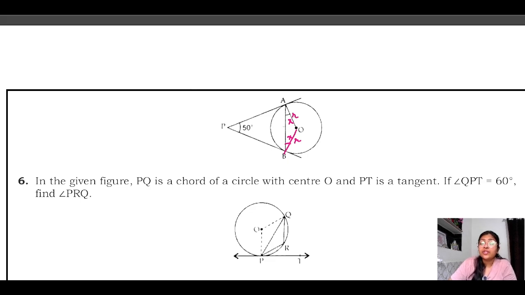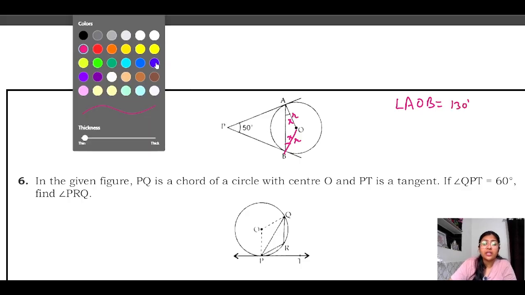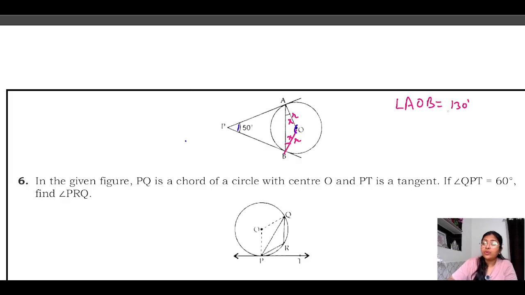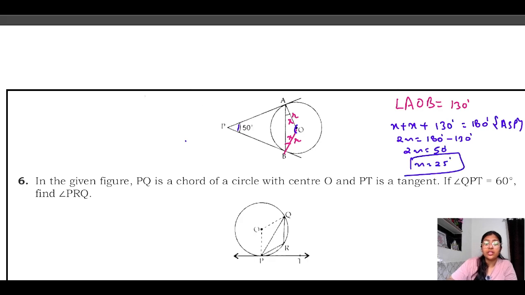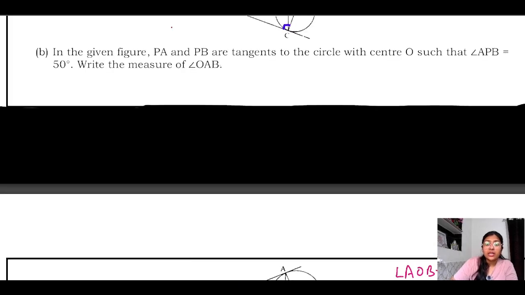This angle is 50 degrees. Then angle AOB is equal to 130 degrees because these two are supplementary angles, so this angle plus this angle is equal to 130. Now see triangle AOP. Angle x plus angle x plus angle AOB is equal to 180 degrees by the angle sum property. So 2x is equal to 180 minus 130, 2x is equal to 50. The value of angle x is 25 degrees. So the correct answer is 25 degrees.